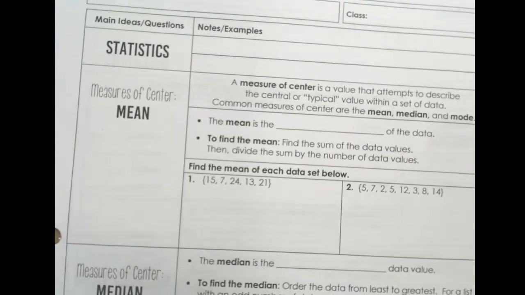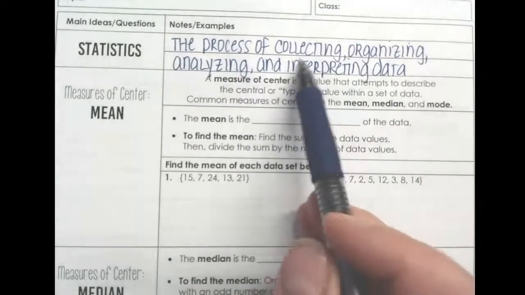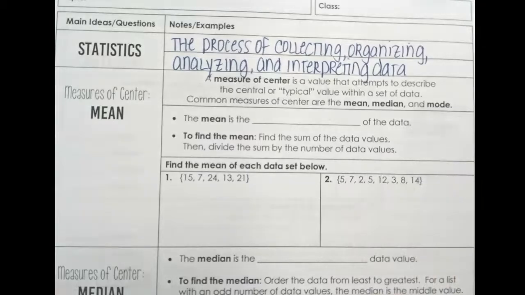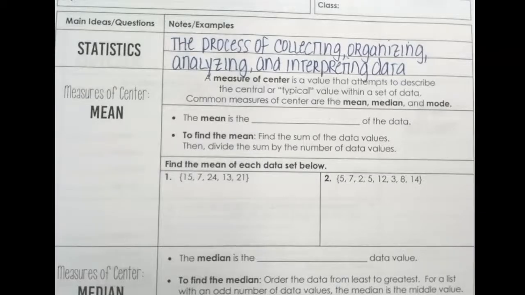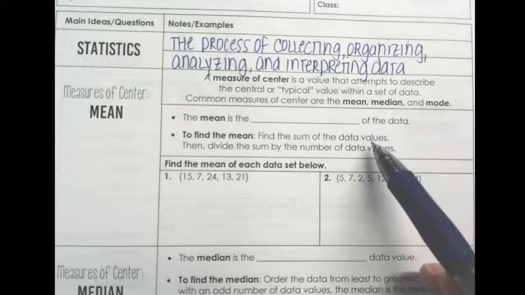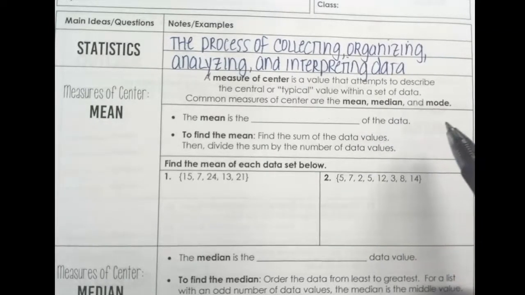So what is statistics? Statistics is the process of collecting, organizing, analyzing, and interpreting data. One of the things when we're analyzing is we want to look at measures of center, and our most typical measures of center are the mean, median, and mode. A measure of center is if you're wanting to describe where the middle or the typical value in a data set is. So there's some review information here.